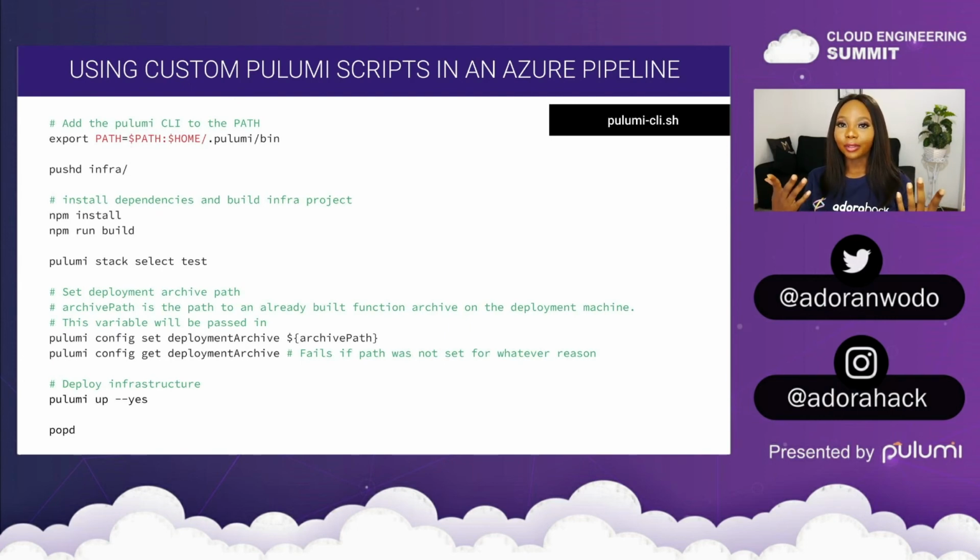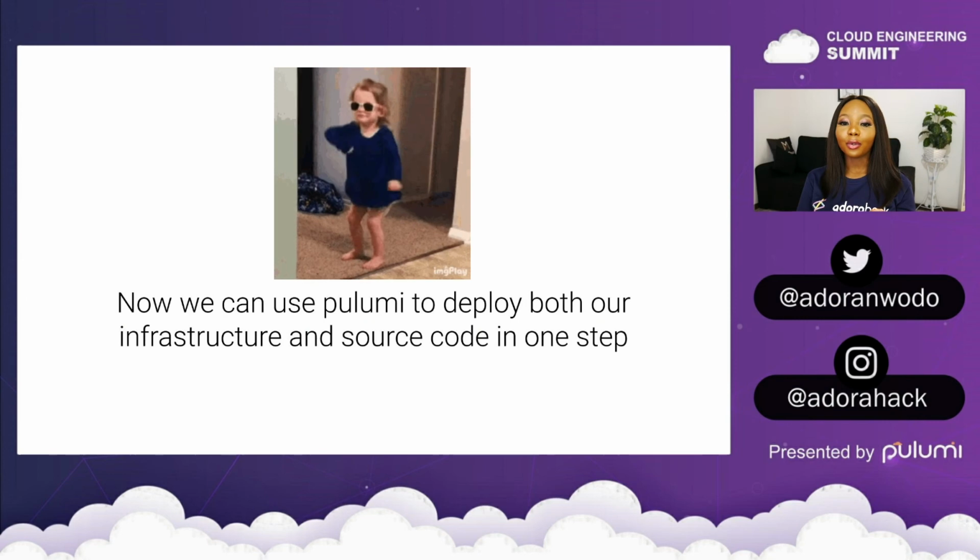And after I have done the important things, which is after I have set up, after I have switched my stack, and after I have set my deployment archive, I can go ahead and just run my pulumi up. And what's going to happen is Pulumi is going to create my Azure function app resource for me. Pulumi is going to deploy the code in the path that I specified to that Azure function app for me, and I did not have to do it in more than one step. So on that note, we've seen how we can use Pulumi to deploy both our infrastructure and our source code in one step.